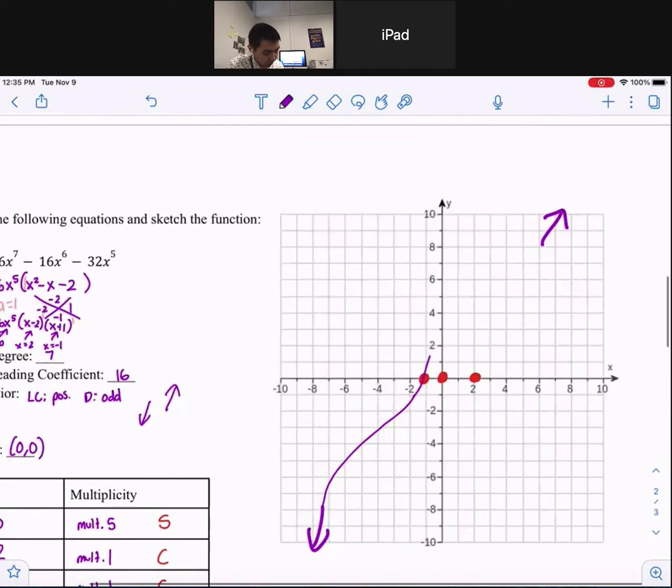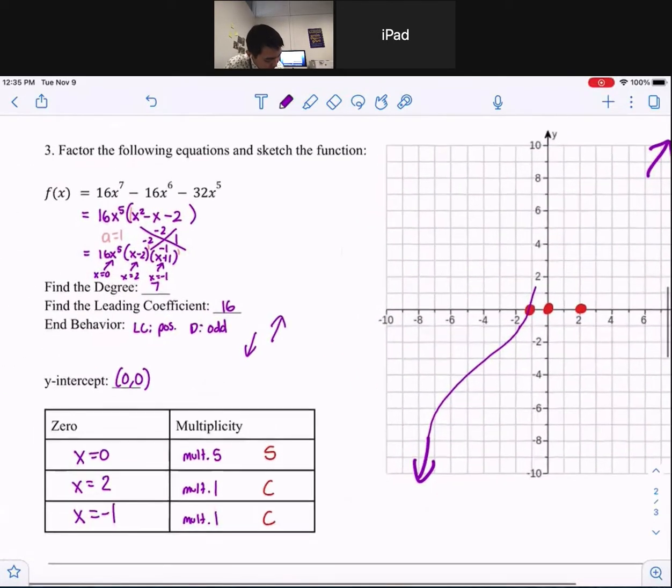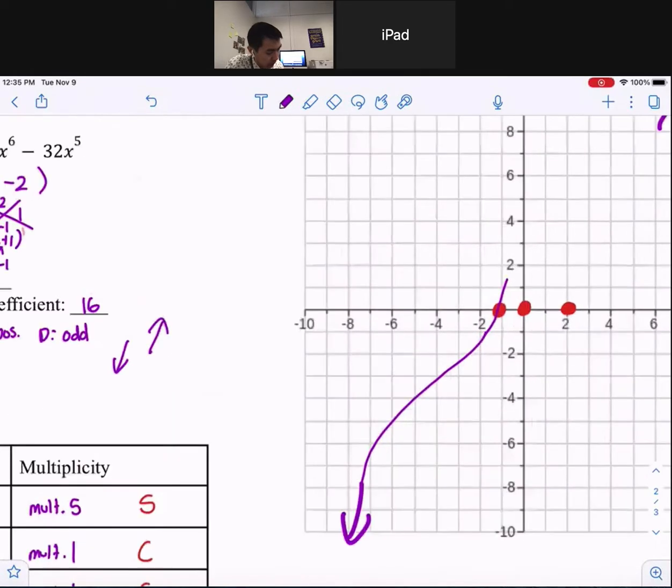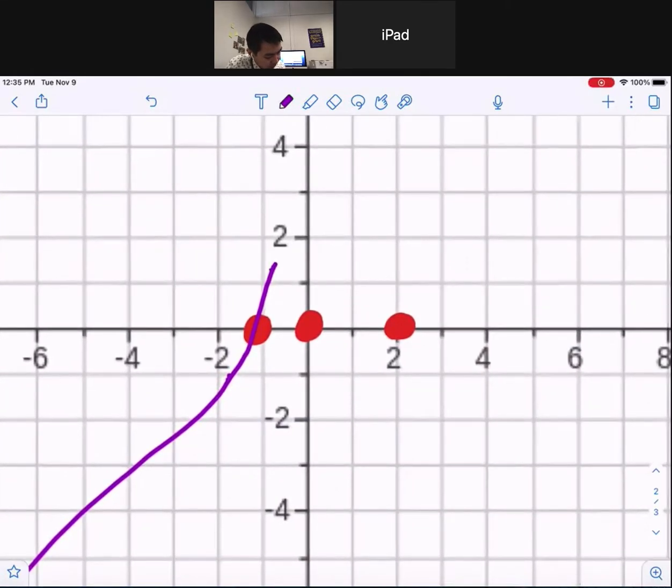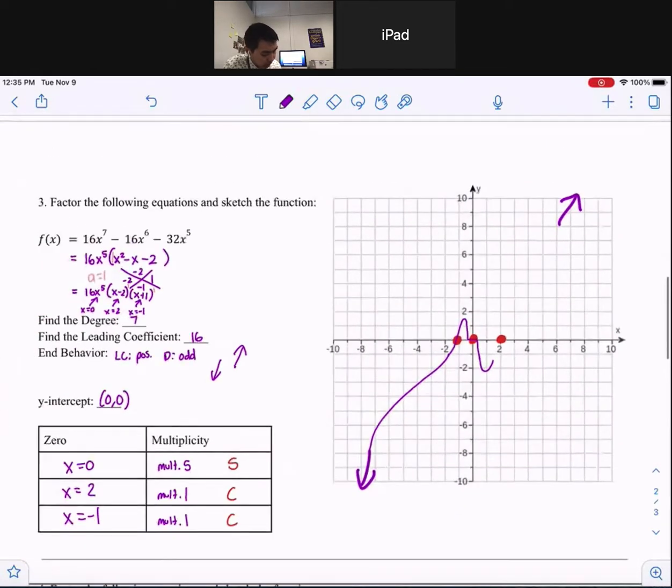Now, when we curve it so that it approaches 0, that is a slide. So when it approaches 0, it's going to slide. And then go down and then curve it back up so it can interact with our next zero. And at x equals 2, it crosses. So it's going to cross. And there you go.